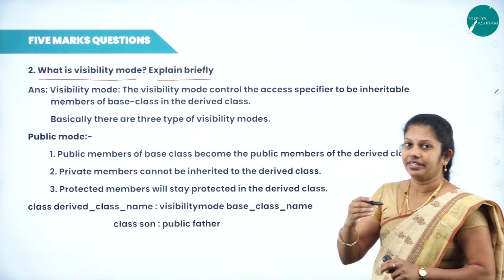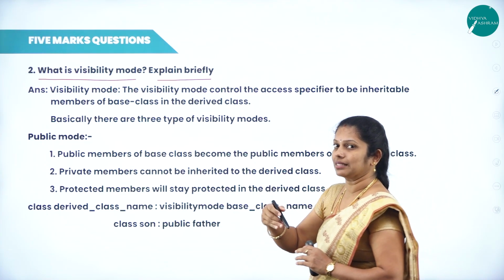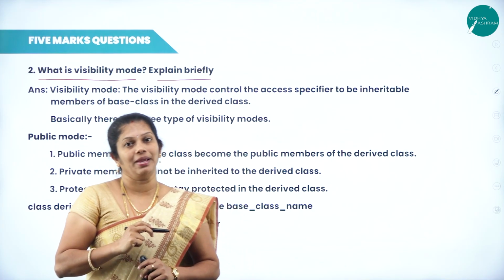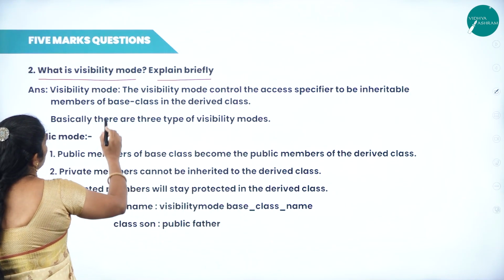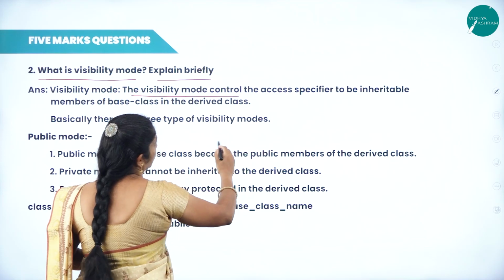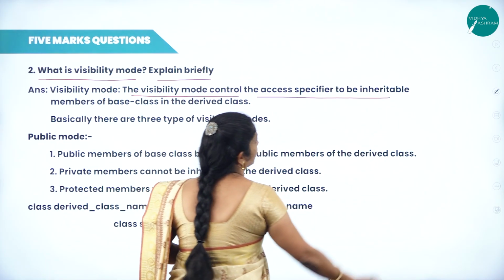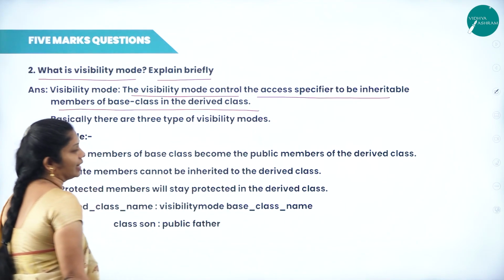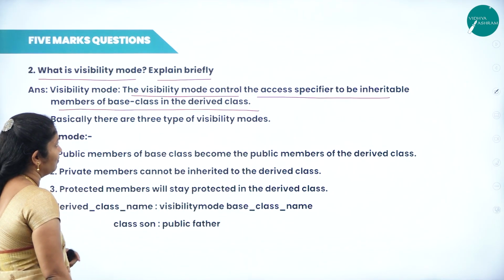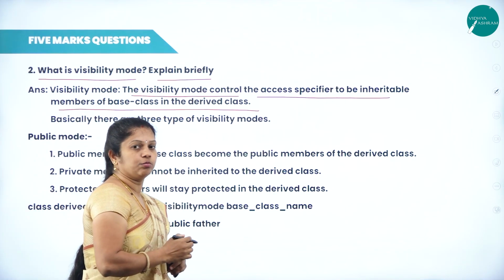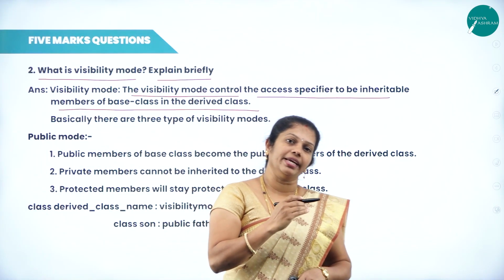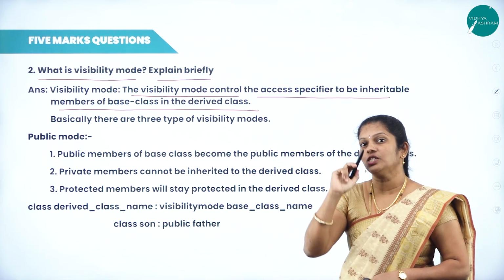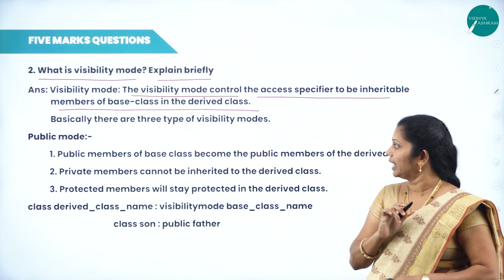It means that it will tell you whether the contents in the base class, the data and functions, are accessible or not. Whereas visibility mode controls the access specifier of the inheritable members of a base class in the derived class. There are three types of visibility mode: private, public and protected. Mainly it controls the access specifiers of the members of the base class in the derived class.